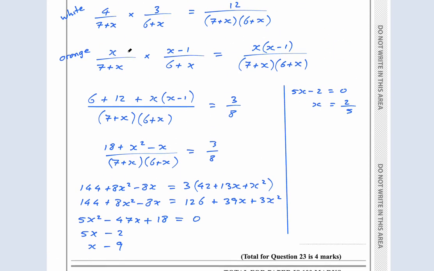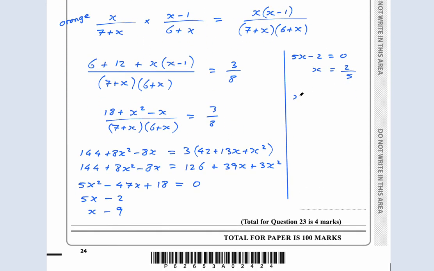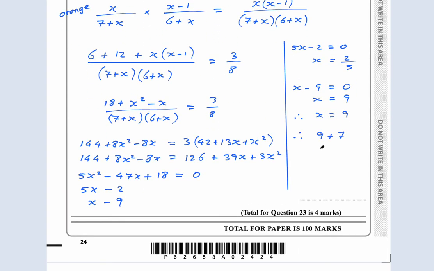That's no good because x is a number of beads, so x can't be 2 over 5. Or x minus 9 equals 0, x equals 9. Therefore, x equals 9. Therefore, the number of beads in the bag, remember it was going to be 3 plus 4 plus 9, which is 16. 9 plus 7 beads, answer 16.